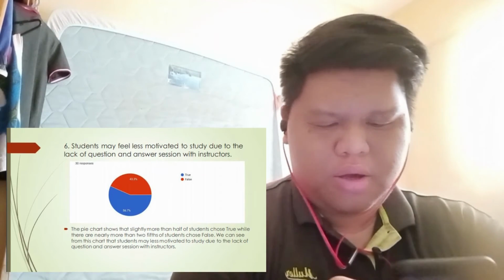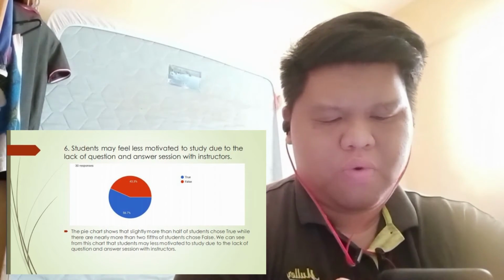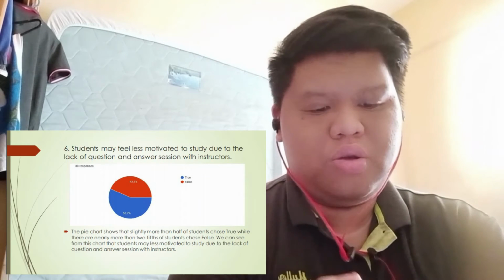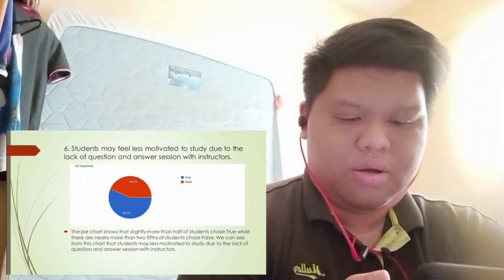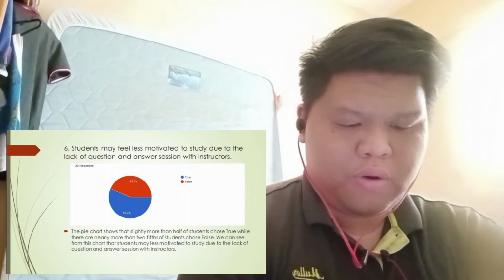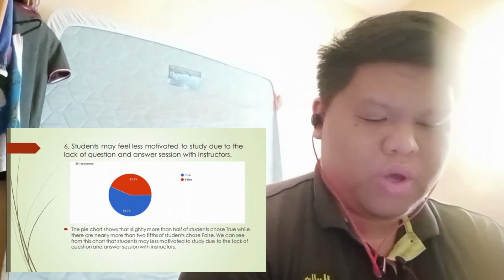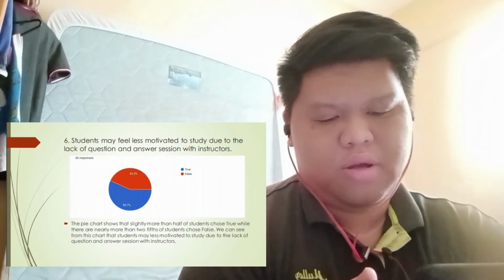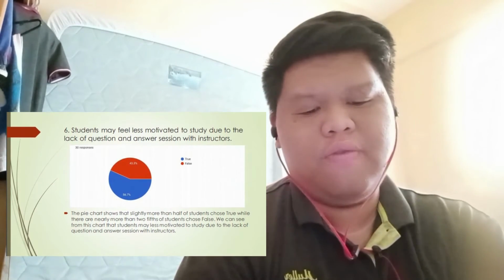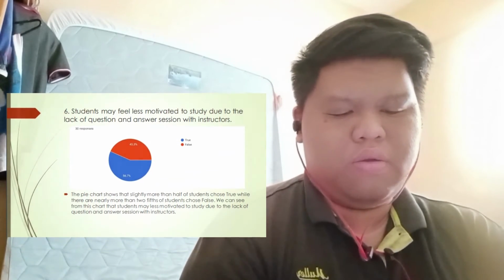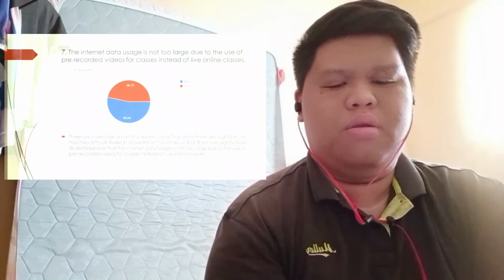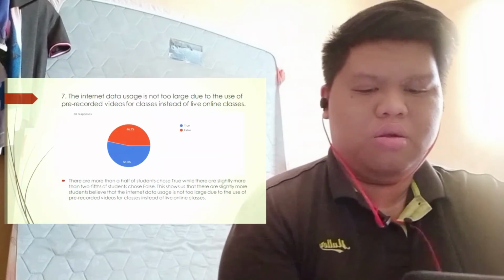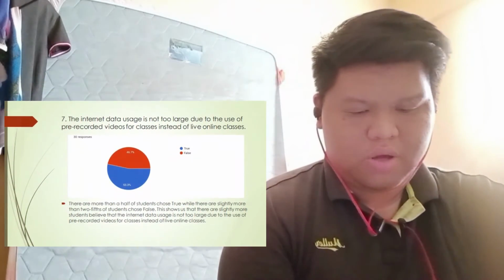We can see the pie chart shows that slightly more than half of students choose true, while nearly two-fifths of students choose false. We can see from this chart that students may be less motivated to study due to the lack of question and answer sessions with instructors.